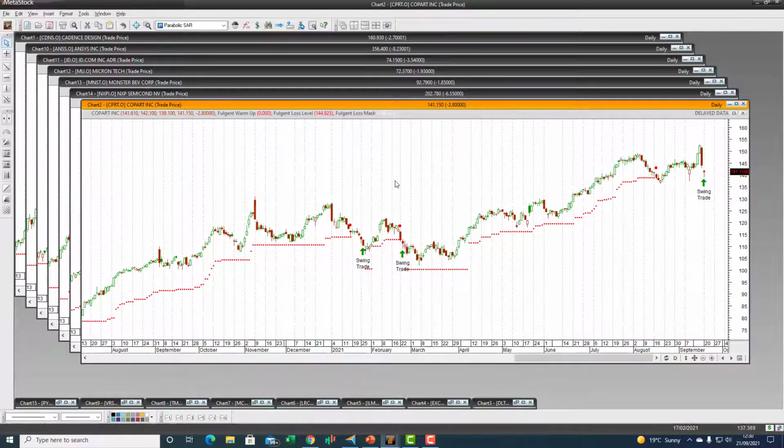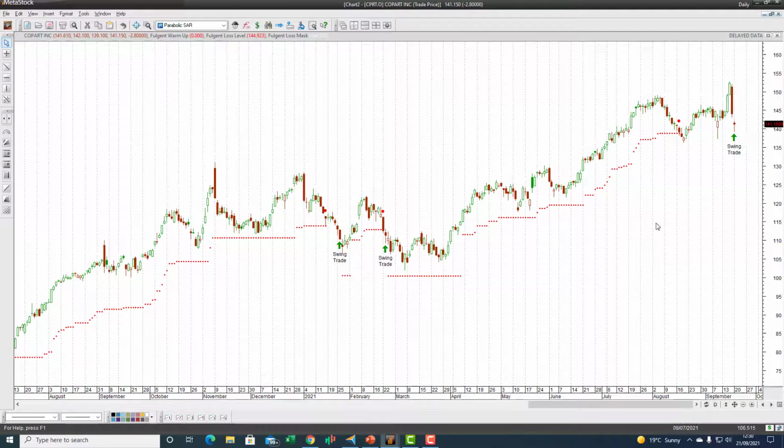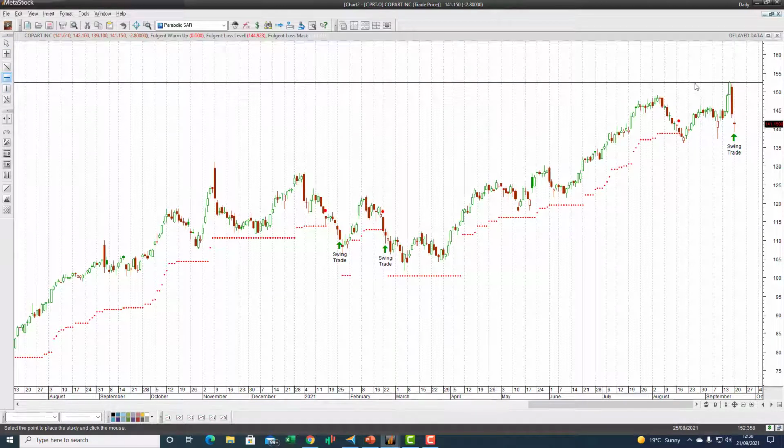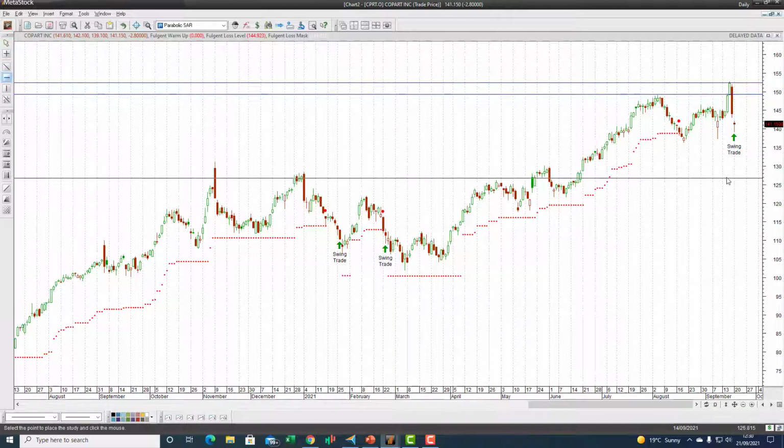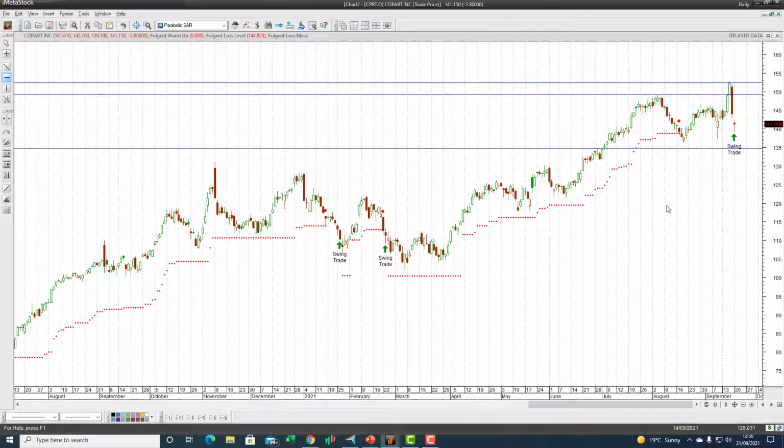Right, Copart, CPRT, is the next one. Gap down, but swing trade here, so it should be in for a couple more days. The old high here would be your resistance level to watch out for. So we have a swing trade position here with a trailing stop loss around about there at 135. So watch out for that. We'll see if that one's going to gap back, close that gap, and then re-attempt that high.